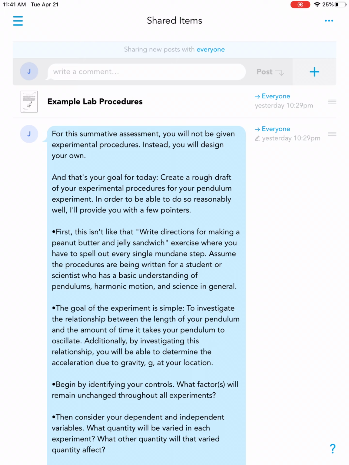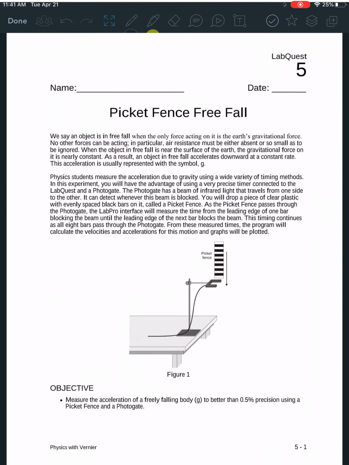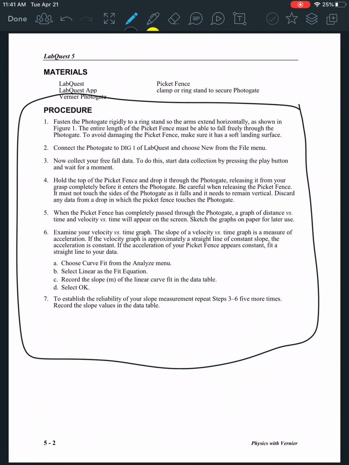What you're going to be doing for today's assignment is making sure that you understand the goal of the experiment that you're going to be conducting, and then writing experimental procedures. If we look at the example lab procedures that I posted here, these are the kinds of procedures that I'm talking about. This is what you have to write. It's basically a set of instructions for you to follow as you conduct the experiment. So you're writing procedures for yourself to follow.